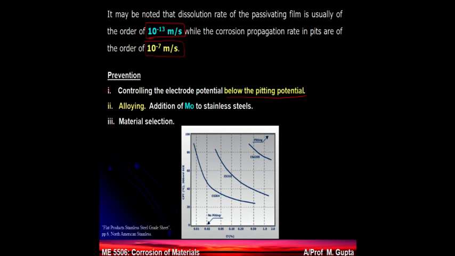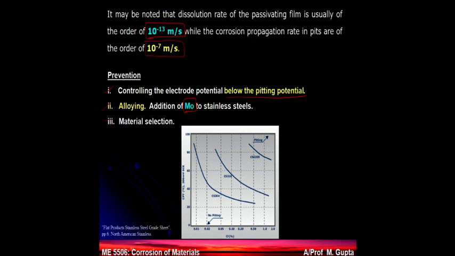Number two, you can increase the inherent characteristics of a material towards corrosion, and molybdenum is a magic element. If you recall, this is an element which improves the corrosion resistance of stainless steel even in seawater situations. It also improves the resistance of the steel against pitting corrosion. And number three, material selection.